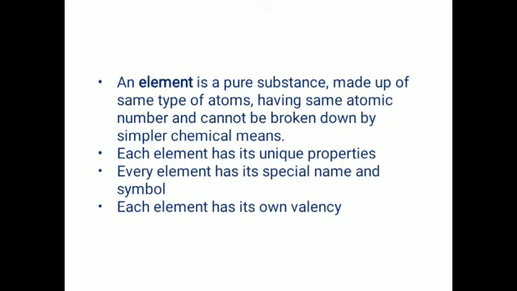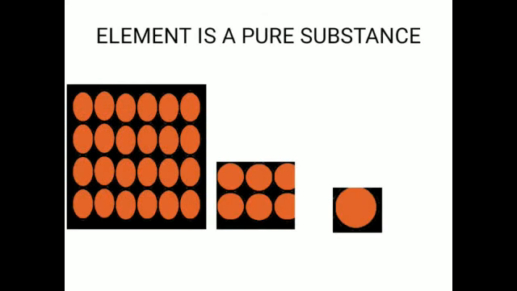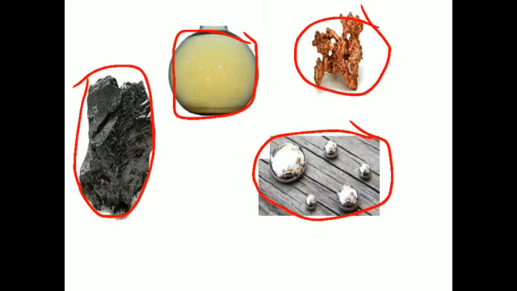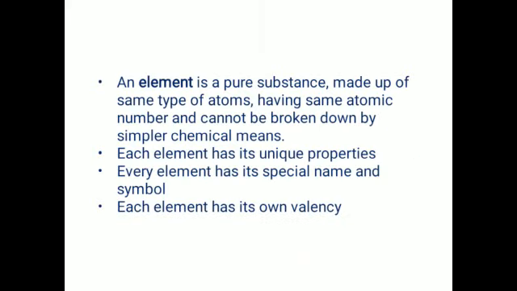Now we need to define it precisely. An element is defined as a pure substance made up of the same kind of atoms, having the same atomic number, and cannot be broken down by simpler chemical means. Each element has its unique properties. The property of this black carbon is its unique property. The property of copper is its own unique property, and the property of this mercury will never be alike to that of any other element.